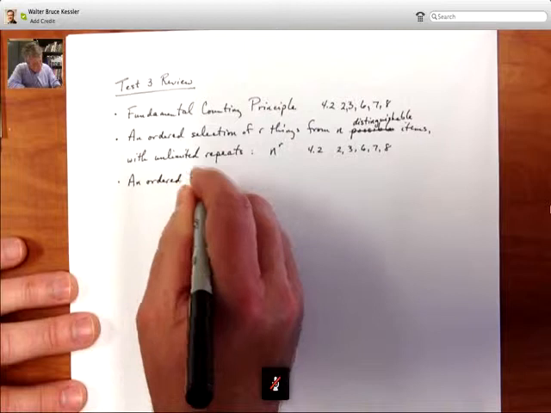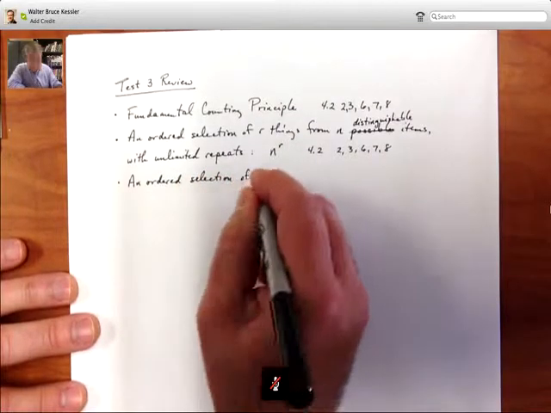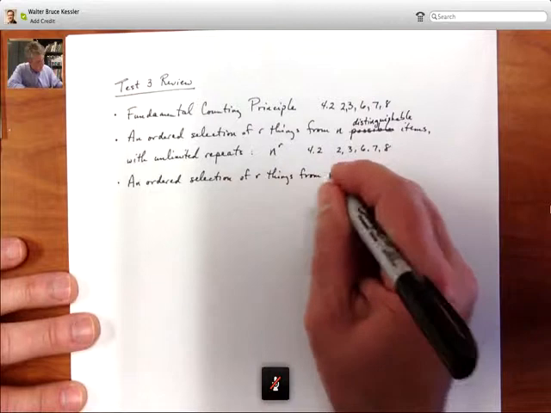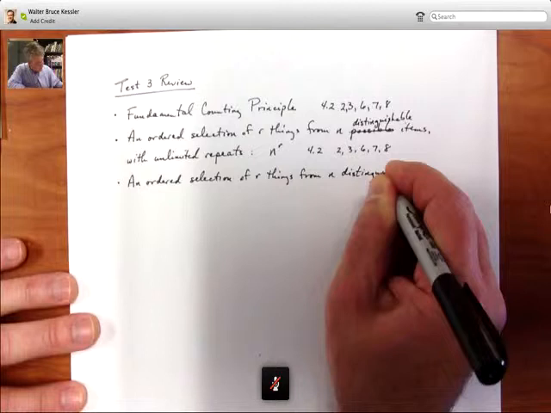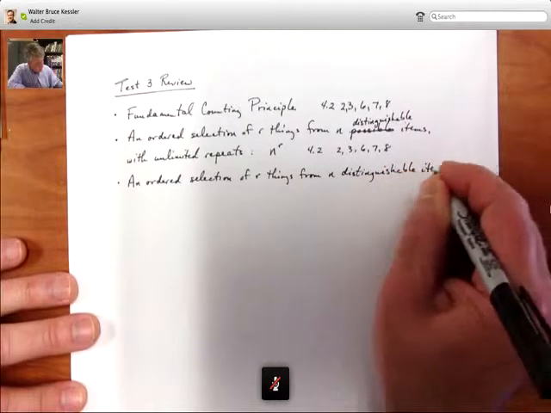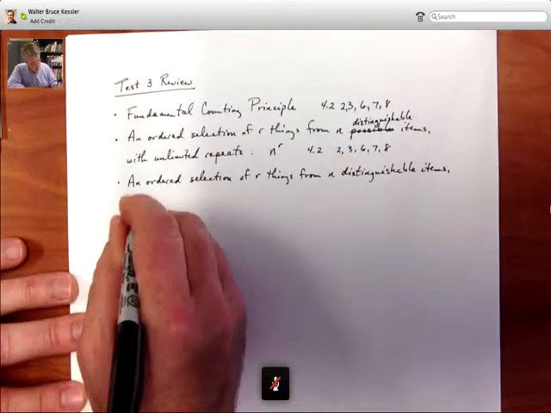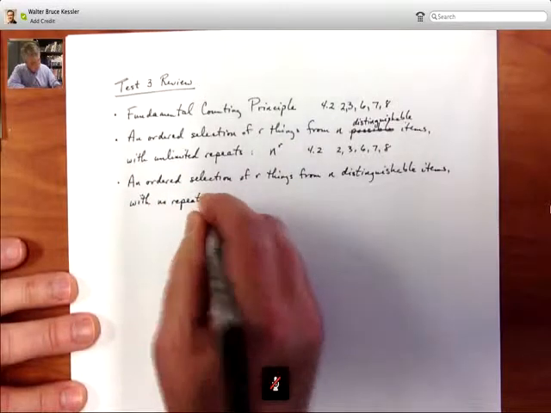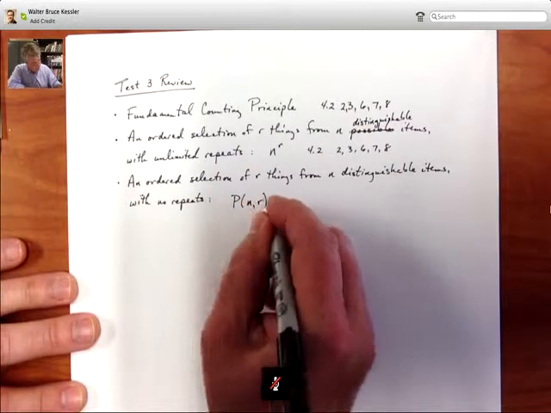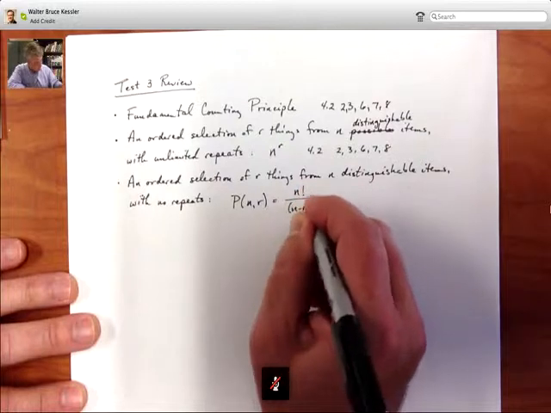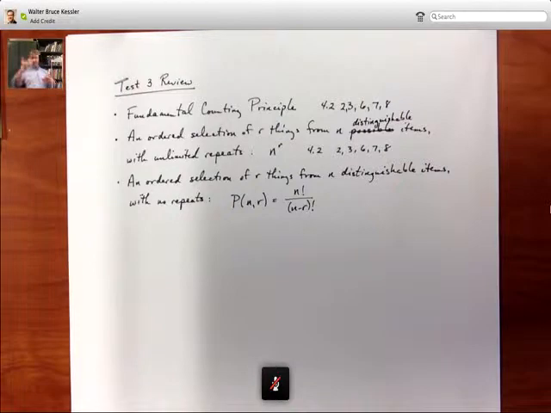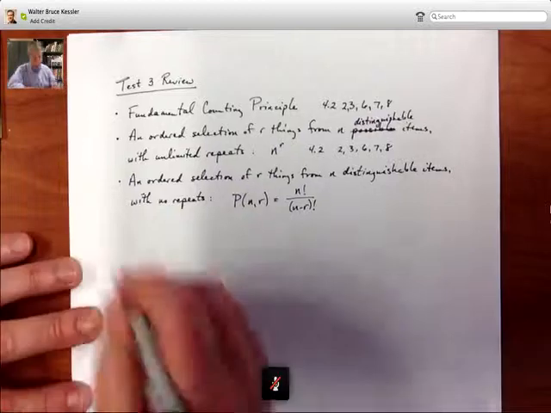When we look at an ordered selection of R things from N distinguishable items, and I'm going to do it right this time, with no repeats this time, then these are permutations, n pick R, which is just n factorial over n minus R quantity factorial, which is really just, again, the fundamental counting principle. You've got R slots here, and n choices for this one, then n minus 1 for that, n minus 2 for that, and on down the line.